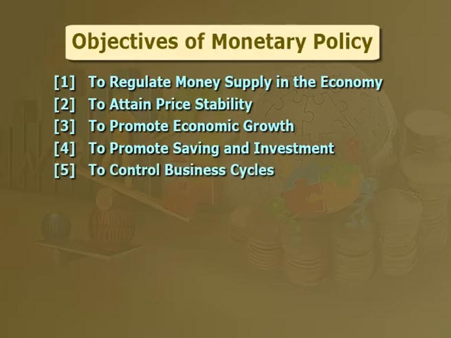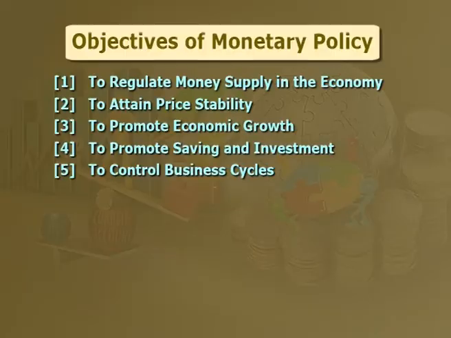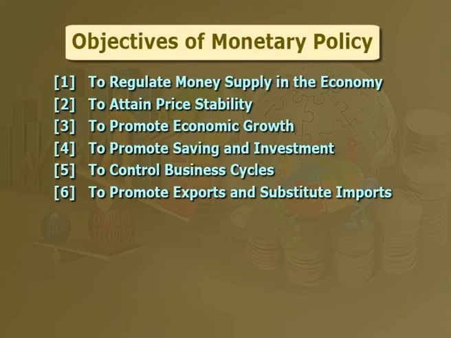Number 5. To control business cycles. Boom and recession are the main phases of business cycle. Monetary policy puts a check on boom and recession. In period of boom, credit is contracted so as to reduce money supply and thus check inflation. In period of recession, credit is expanded so as to increase money supply and thus promote aggregate demand in the economy. Point number 6. To promote exports and substitute imports.